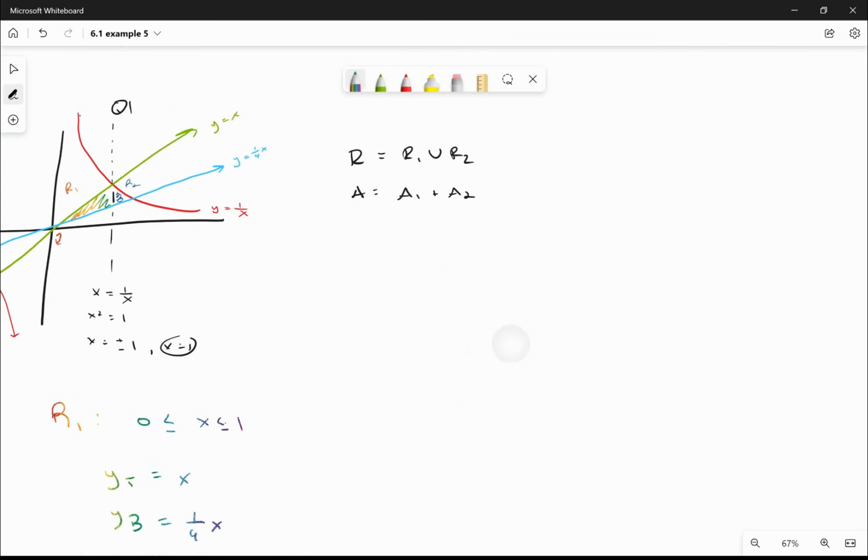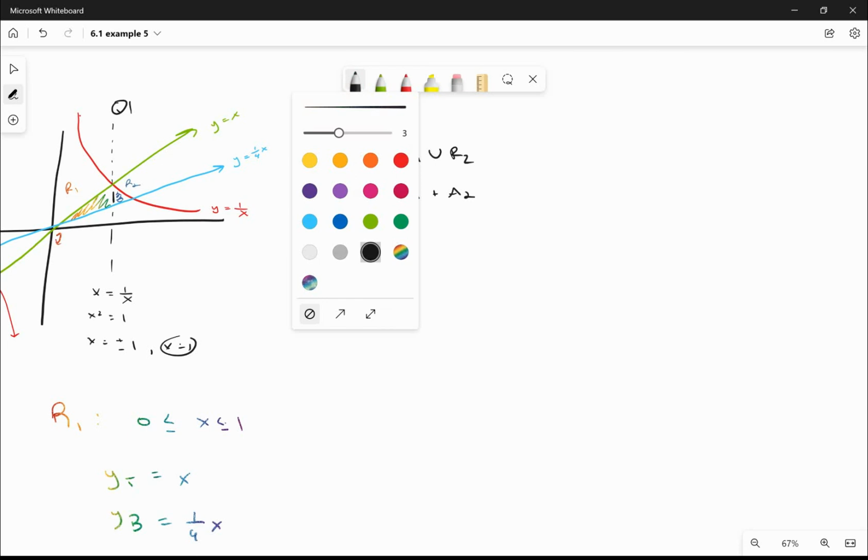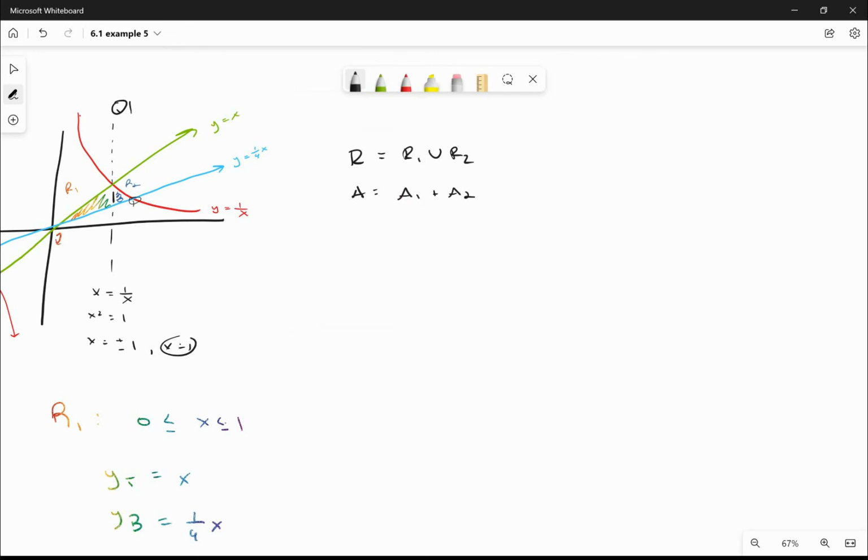Now we want to find A2. So we have to figure out our other intersection point here. This intersection point is where the blue and the red meet, and so that is where 1/4 x is equal to 1 over x. Multiplying both sides by x, we get x squared over 4 equals 1.